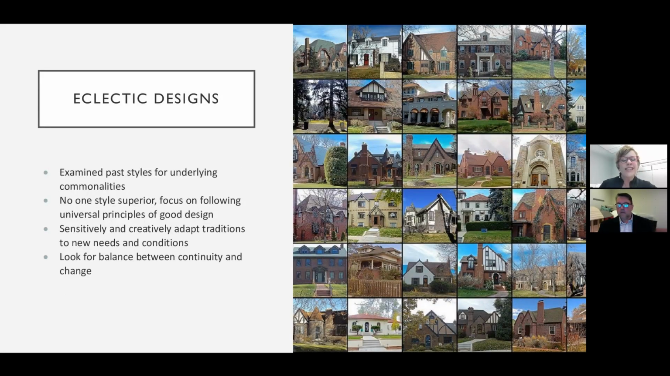So when architects were conceptualizing these eclectic designs, they didn't think about one style being better than the other. You didn't have the same arguments that you had early in the 19th century, where it was, is classical or romantic better? Here, it's more like looking for underlying commonalities in styles and looking at how they could be adapted to serve modern needs.